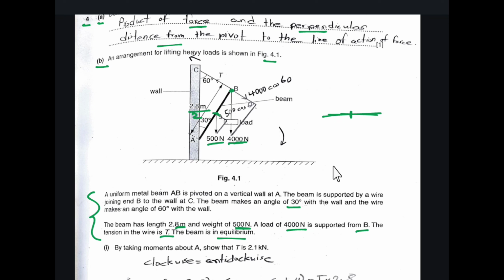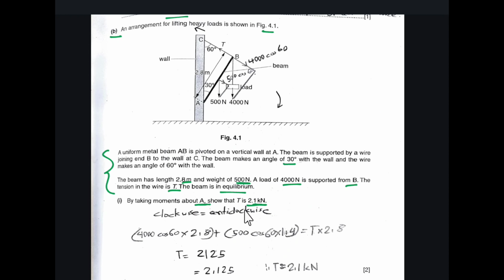Since the beam is in equilibrium, the total clockwise moment is equal to the total anticlockwise moment. So by taking the moment about point A, we need to consider point A as our pivot. We need to find the value of tension as 2.1 kilonewton. So to find the value of this tension, we consider this as our plane, and we know that the total clockwise moment is equal to the anticlockwise moment. So the clockwise moment would be 4000 cos 60.